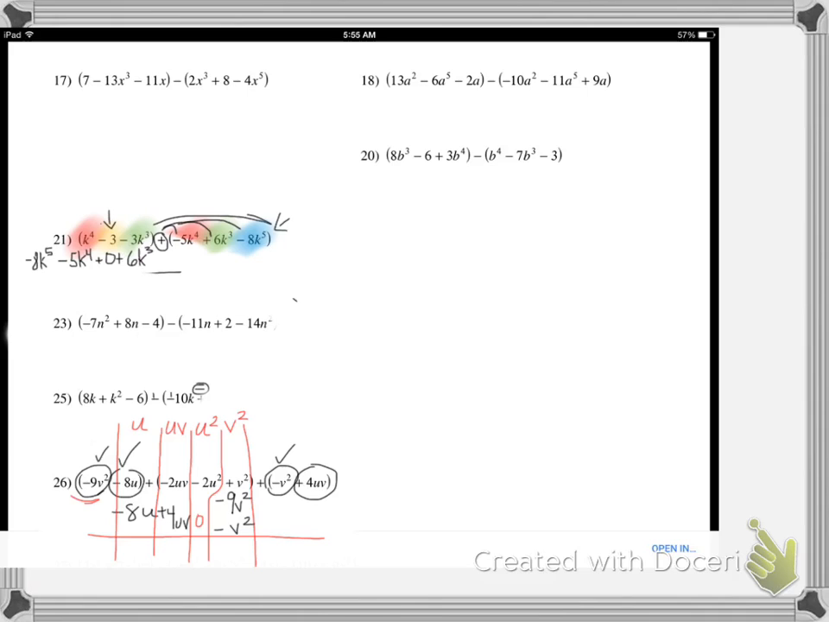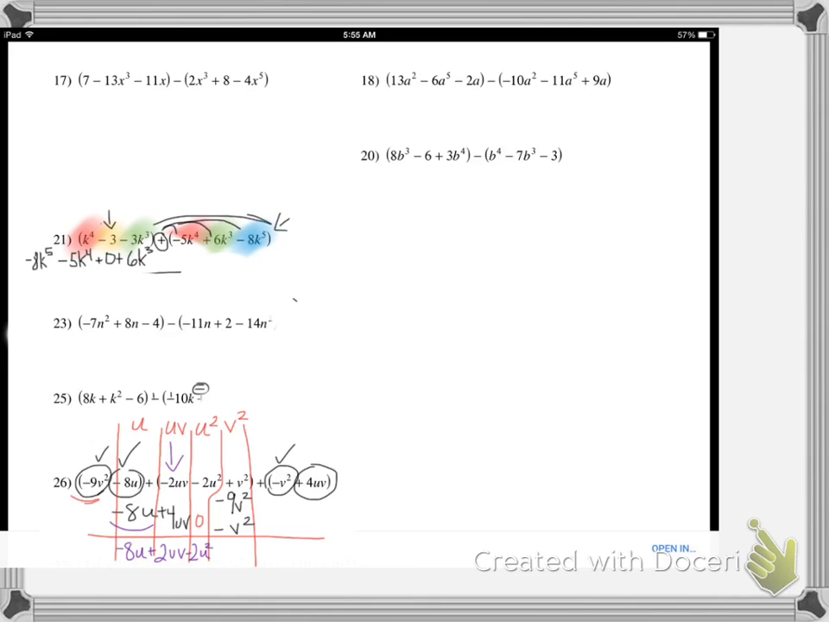We're going to add the columns, and if you recall, this little u is all by itself. There were no other u's, so it's being added to nothing else on top. So we have a negative 8u. Then we have these two guys. Negative 2uv and a 4uv is a positive 2uv. Then we have the negative 2u that has nobody else squared to be with.